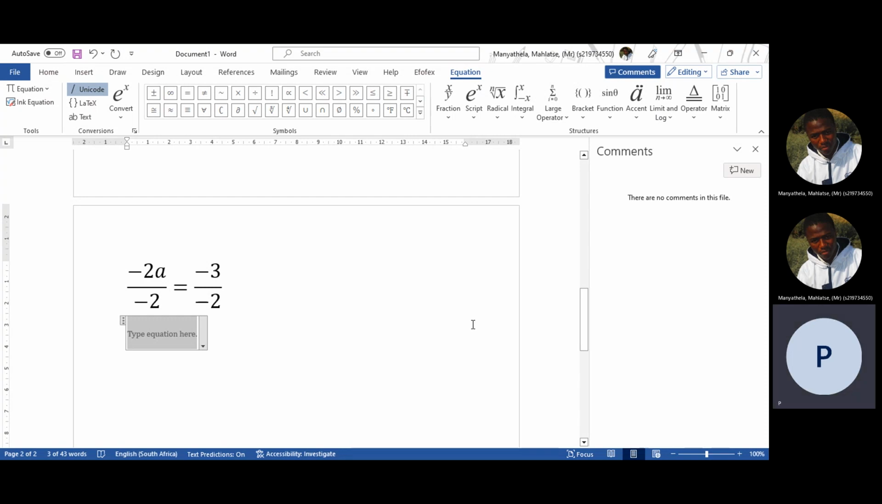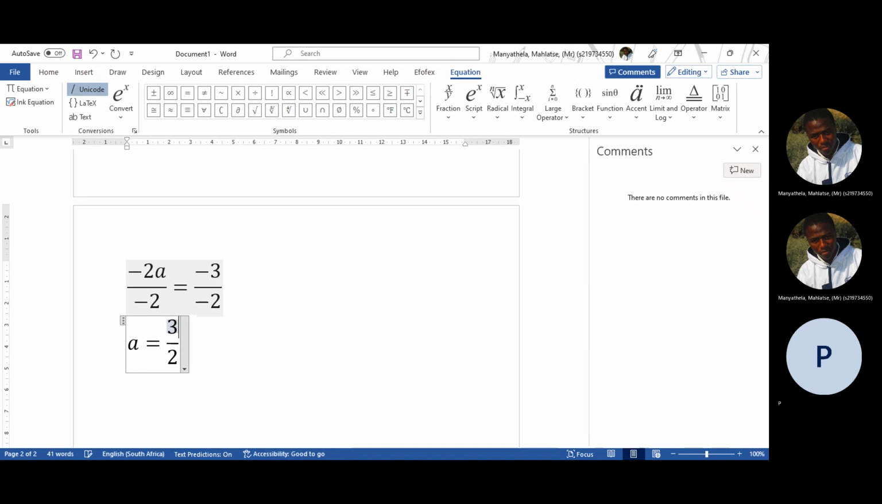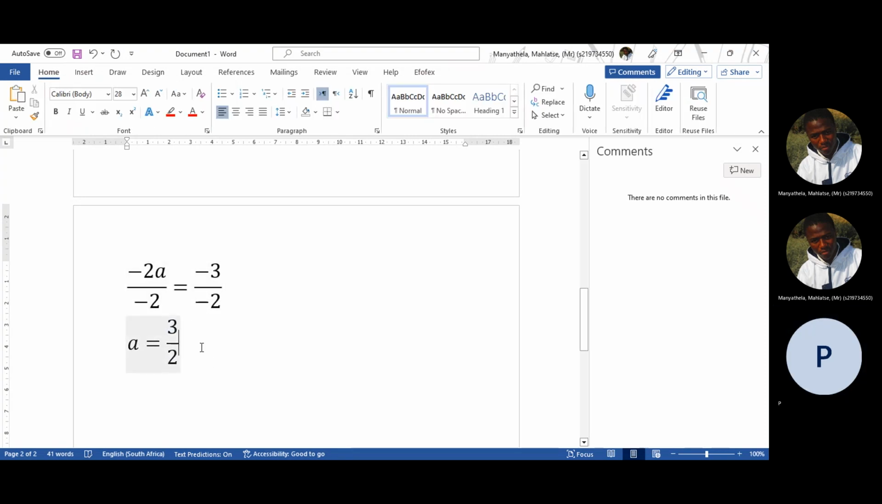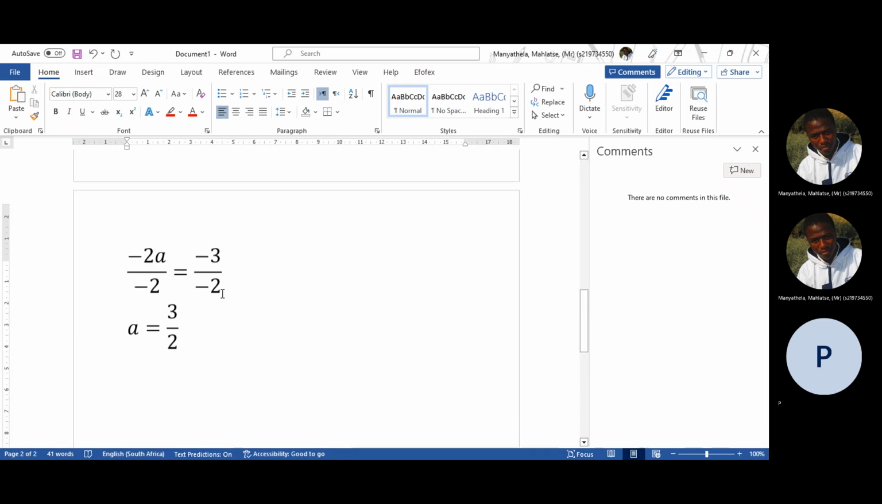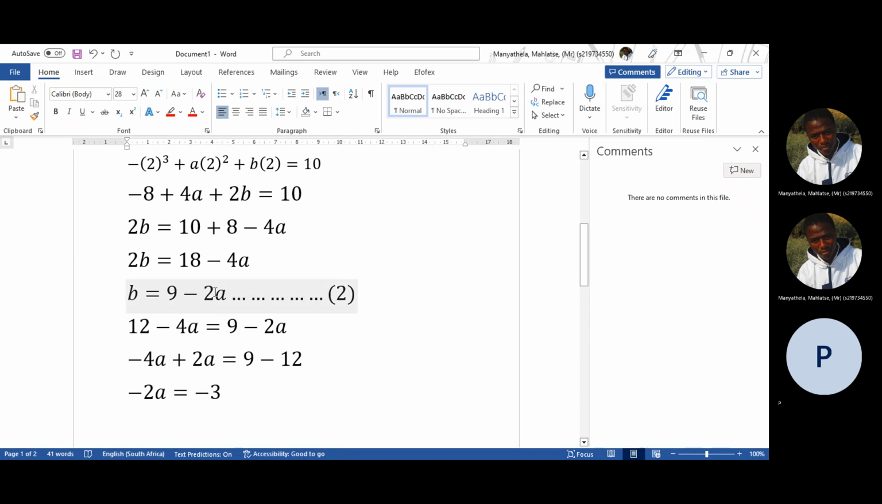Okay. So we're going to be left with a equal to negative 3 over negative 2. Negative cancels negative, and then it will only remain with the positive. So a equals 3 over 2. If you go to the question, it said show that a equals 3 over 2 and b equals 6. So now that we have the value of a, let's take this and copy it down.